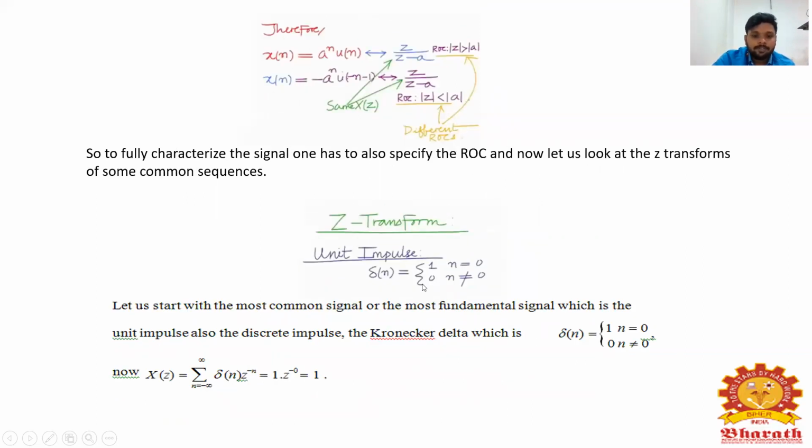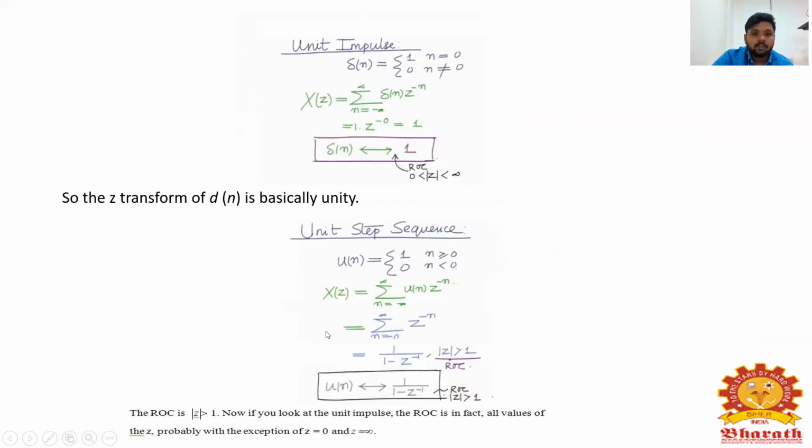And we have two types of sequences in the Z transform. The first one is the unit impulse, that is del of n. Del of n is equal to 1 for n equal to 0, and 0 for n not equal to 0. If I substitute in the Z transform, I get the value as 1. Therefore the Z transform of del of n is 1 and the ROC is 0 less than modulus of z less than infinity.